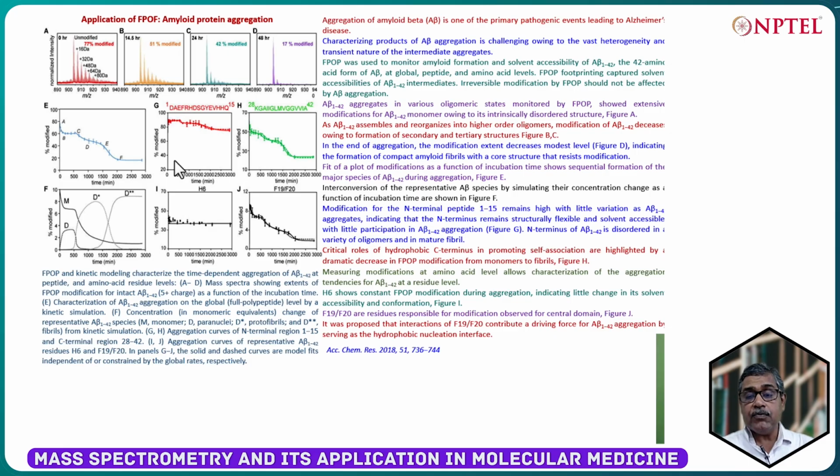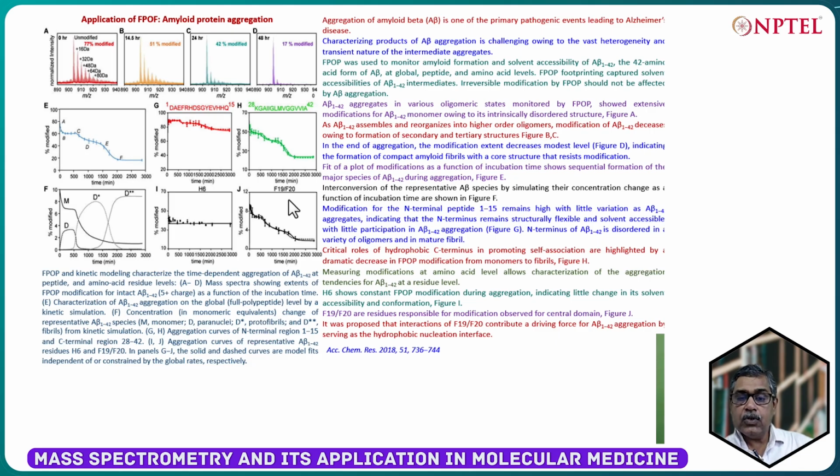Now, the critical role of the hydrophobic C-terminus in promoting self-association is highlighted here in figure H by a dramatic decrease in FPOP. If you follow this green line in figure H, there is a dramatic decrease in FPOP modification across time, from monomer to fibril. So, H6 in figure I and the ratio F19/20, how these two at the residue level, how the structure is changing, that has been monitored through FPOP.